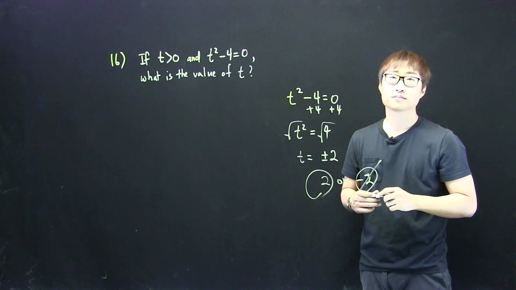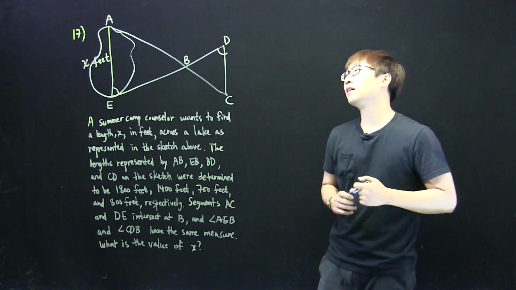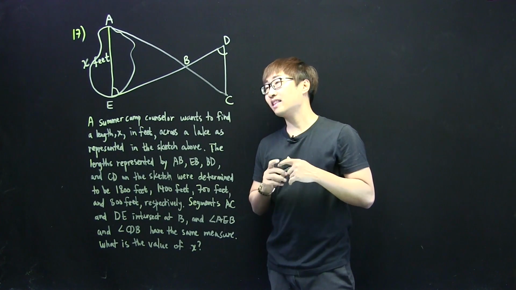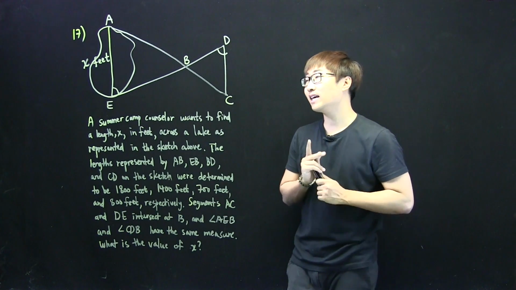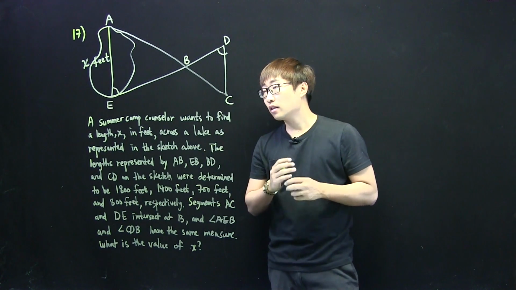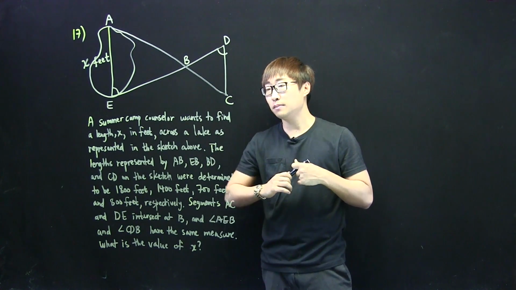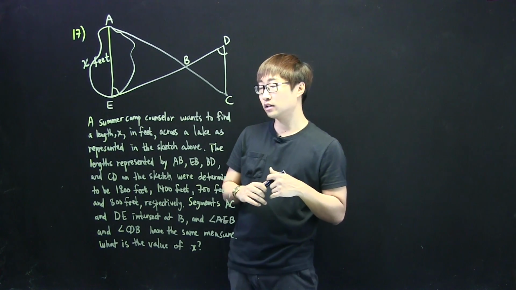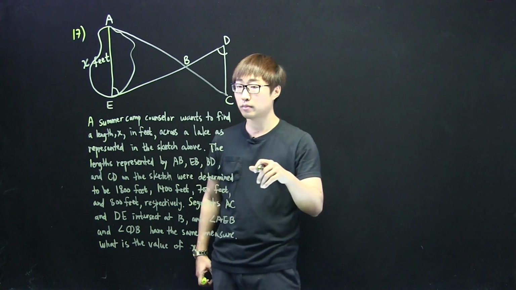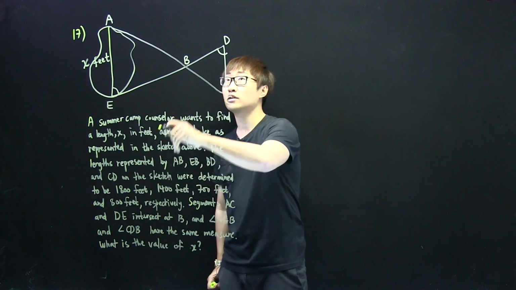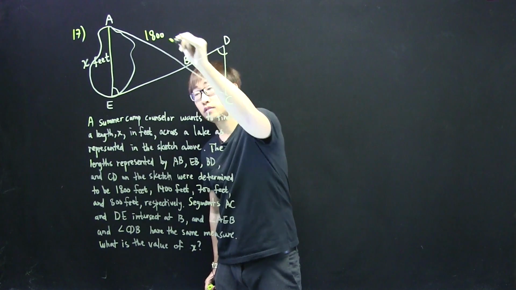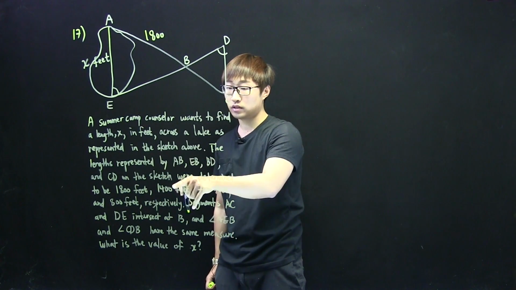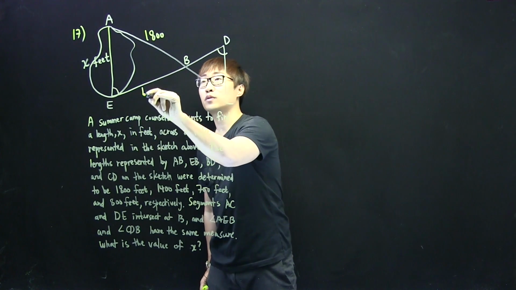Easy. All right, number 17. A summer camp counselor wants to find a length x in feet across a lake as represented in the sketch above. The lengths represented by AB, EB, BD, and CD on the sketch were determined to be 1,800 feet. Okay, let me just go ahead and mark it. So AB is 1,800, right there, 1,800. And EB is 1,400 feet. EB is 1,400.